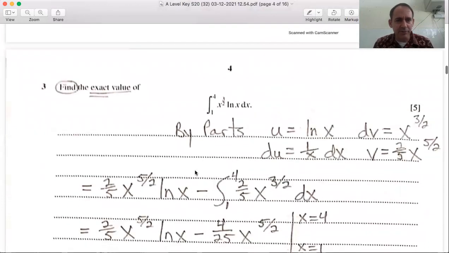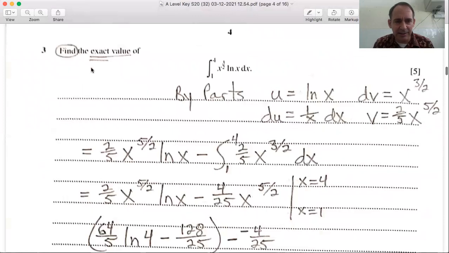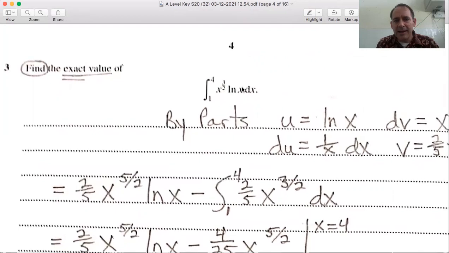Moving on to number 3, find the exact value. Notice I double underline exact. That means we cannot use decimals. We need to use radicals or the pi symbol, something like that. Now, when we look at it, it says integrate. This is x to the 3/2 power ln x dx from 1 to 4.